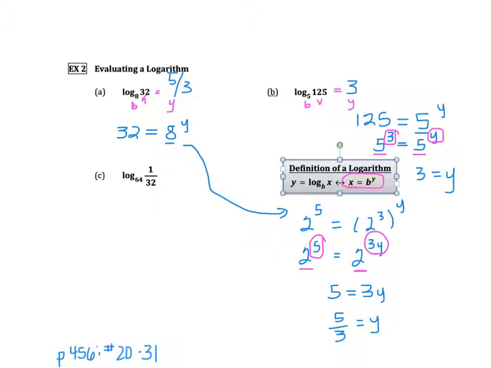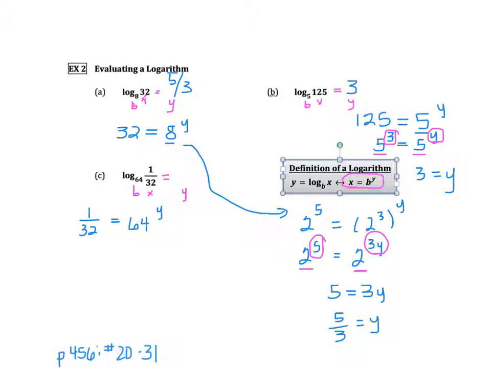Okay, let's do one more together, because I know these can be kind of tricky. So again, let's go to example C, and the 64, that is our base. 1 over 32, that is our x, and this is going to equal whatever our y value is. So now put this in the form x equals b to the y. So I have 1 over 32 equals 64 to the y power.